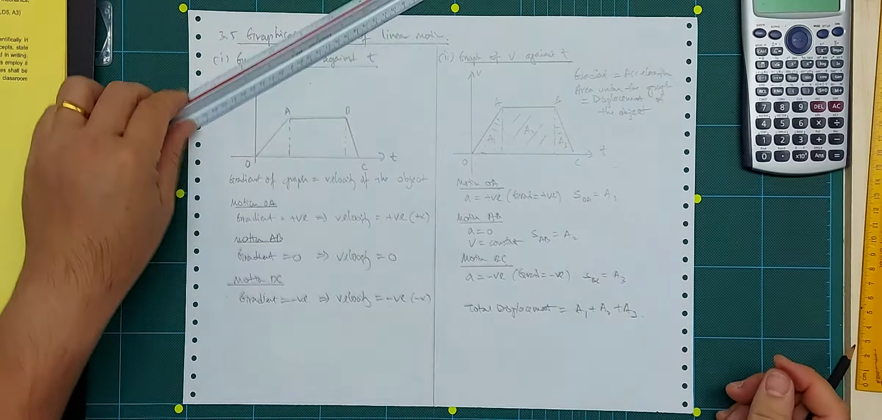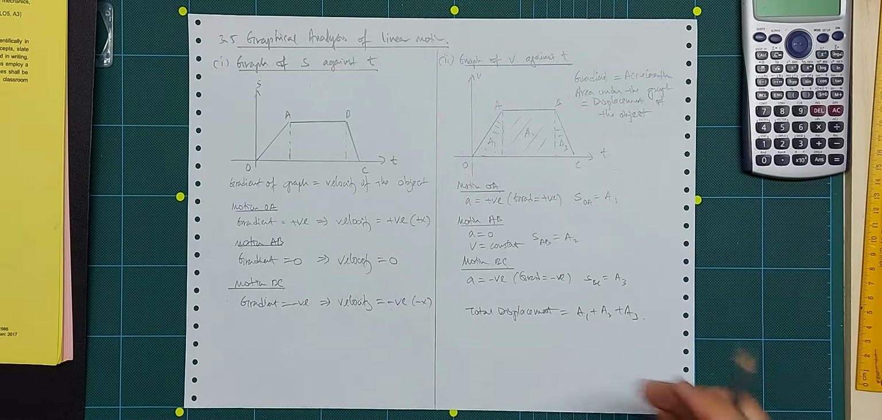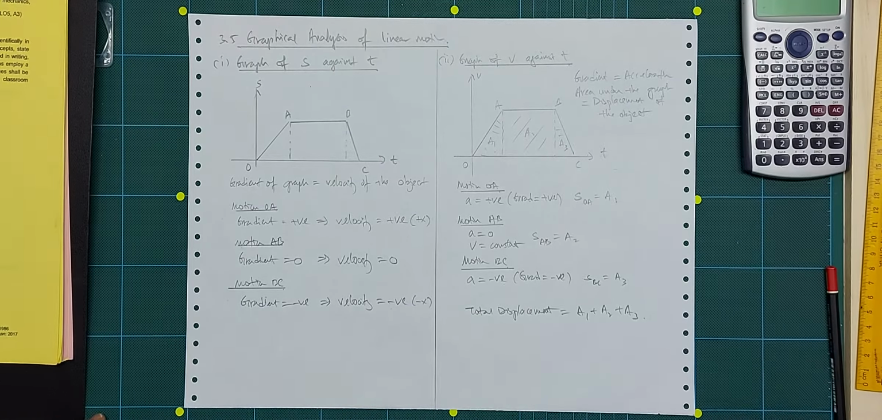So that is the information that we can get from these 2 types of graph. Wait for your exercise.